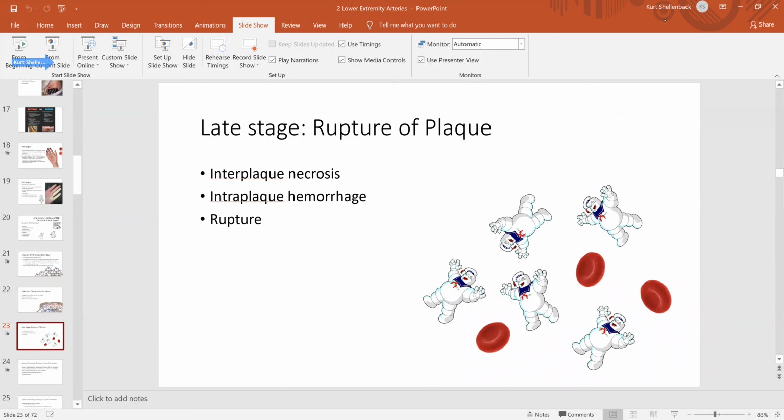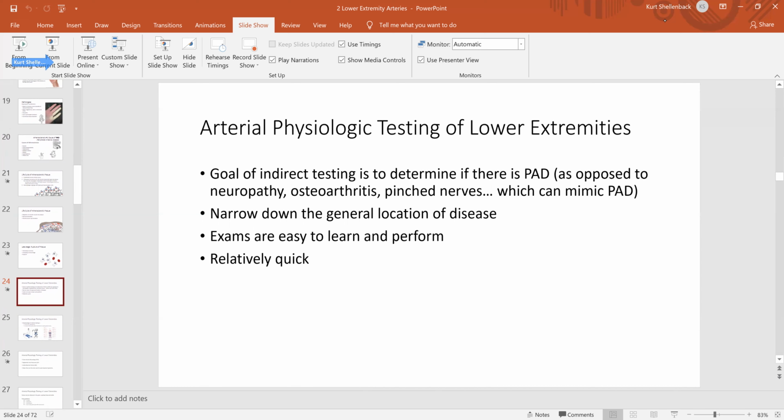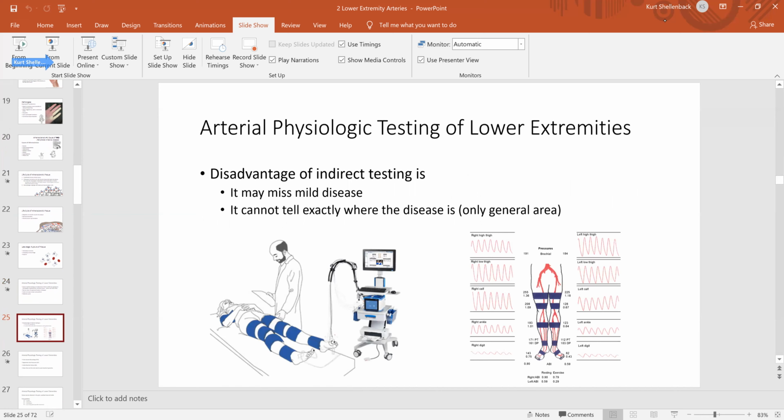Arterial physiologic testing of the lower extremities. So this was our last chapter, and we talked a little bit about this. We narrowed down the location of disease by doing these. They're relatively quick, although I hate them, because I don't really do them, even though I had one of these machines myself, at least an ABI machine. This woman here has a four cuff method, plus the brachial arteries, and that is all done by the machine. So all you have to do is set it up correctly.